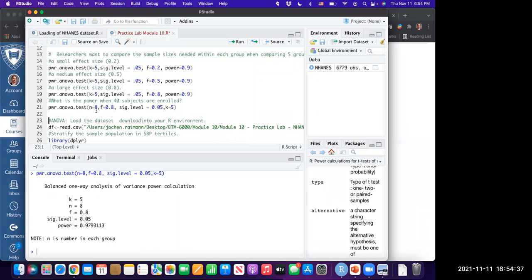So here's, for example, the case where you have 8 individuals in each group, an F of 0.8, a significance level of 5%, and 5 groups. You essentially can find out your power based on these parameters. So this is how you can do power calculation in R. Any questions on that?